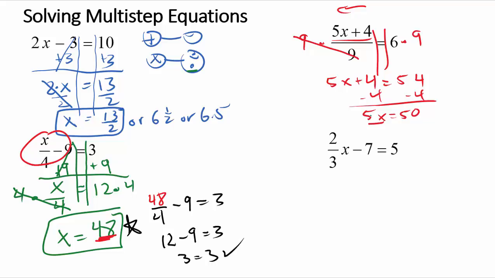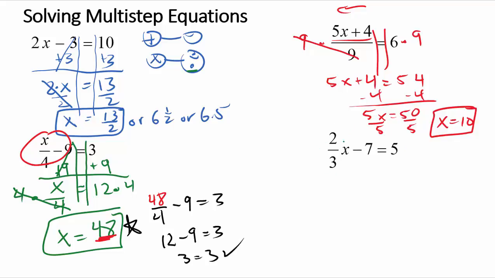And then finally, it's 5 times x. We need to divide by 5 on both sides, which gives me x is equal to 10. And again, I'll leave that to you guys to plug in the 10 to check to see if that is actually equal on both sides. Okay, we got one more here to go. We've got 2 over 3x minus 7 is equal to 5.